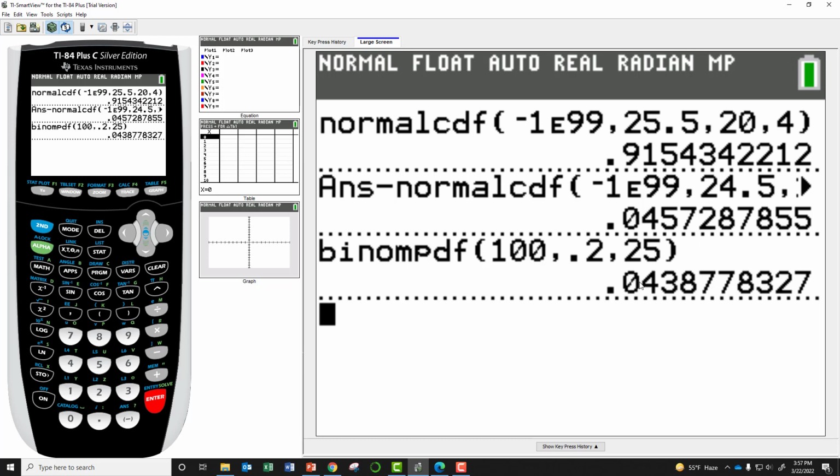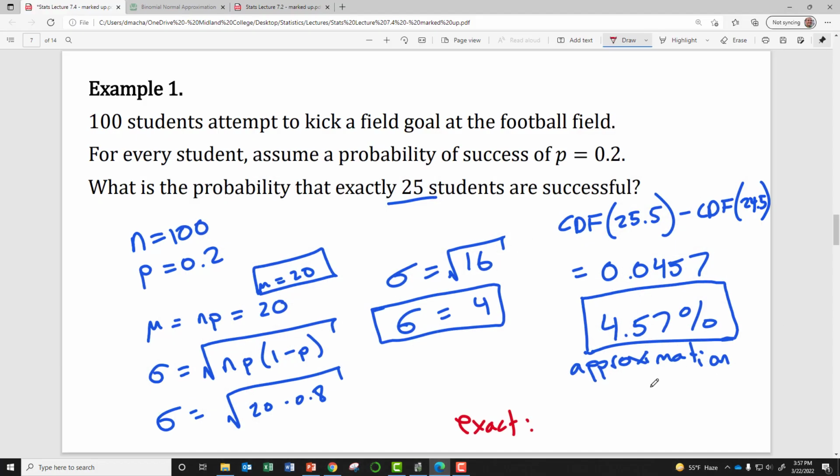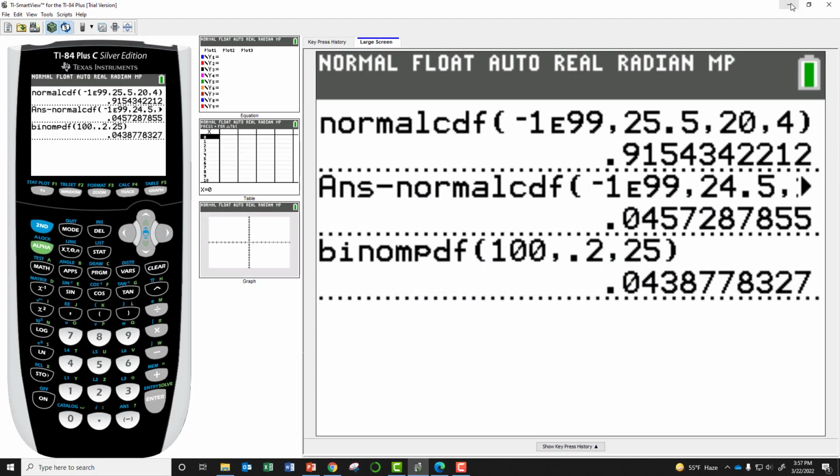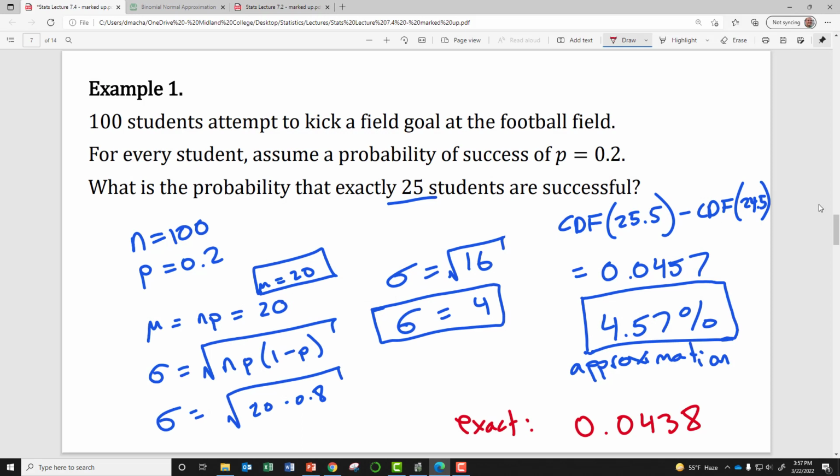I get a value of 0.0438. So it was at least accurate to one significant figure. Not super accurate, but these are pretty close numbers anyways. Not terrible. Not a bad approximation. And what was that? That was 0.0438, I think. All right. Or 0.0439 would be a better way to round that.